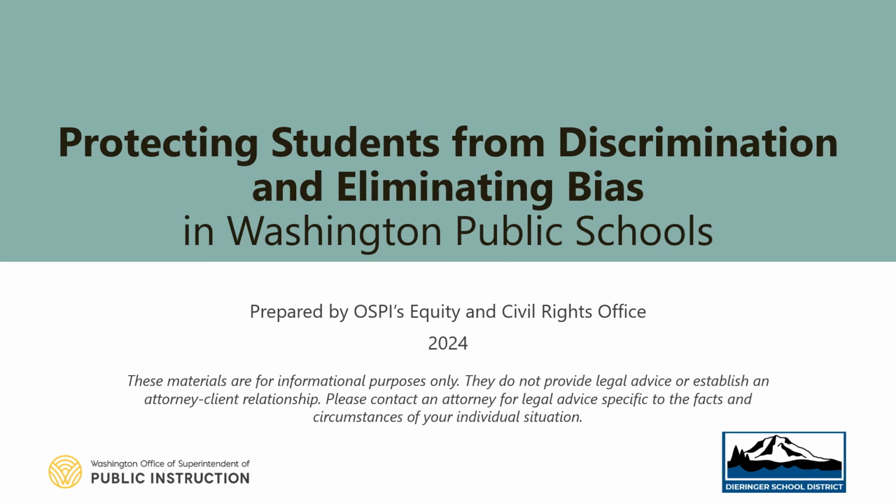This training module is called Protecting Students from Discrimination and Eliminating Bias in Washington Public Schools. School districts in Washington State are required to provide training to all administrators and staff to ensure they are aware of their obligations to eliminate bias based on protected classes under Washington law.